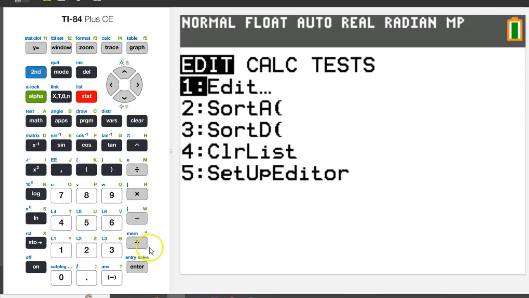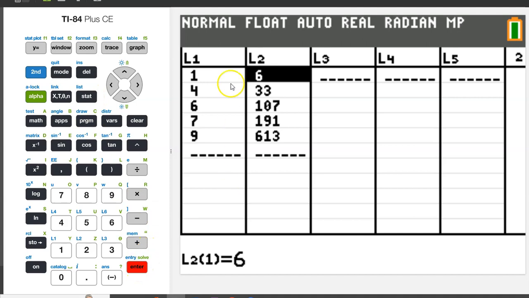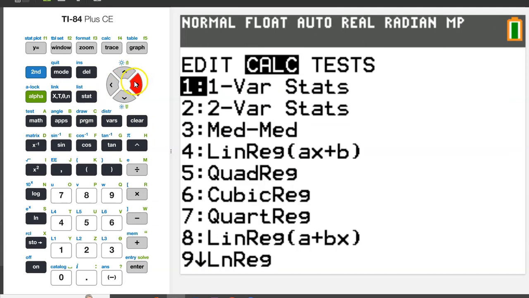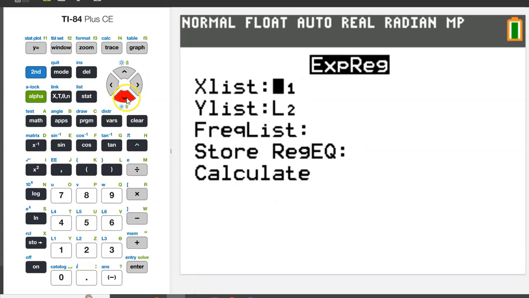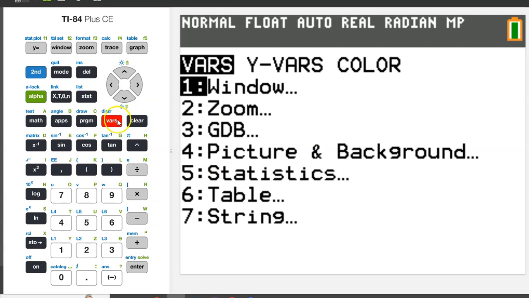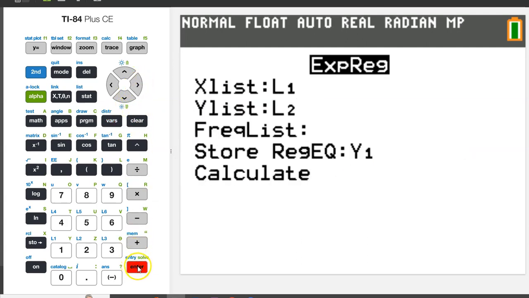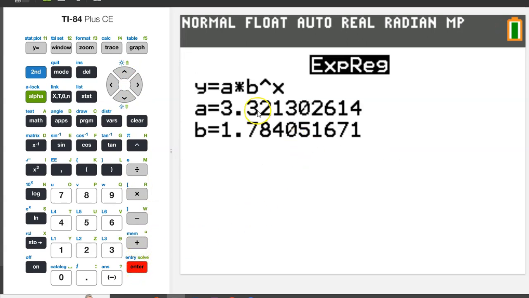Again, you hit Stat and then you hit Enter for edit and you type them in. To find the regression model, hit the Stat button, switch over to Calc, and for exponential regression it's option 0. You can scroll down or just type the number 0. Before you calculate the regression model, let's store the regression equation in y1. So hit Vars, Y-Vars, Enter, Enter. Now hit Enter a couple more times, and kabam!